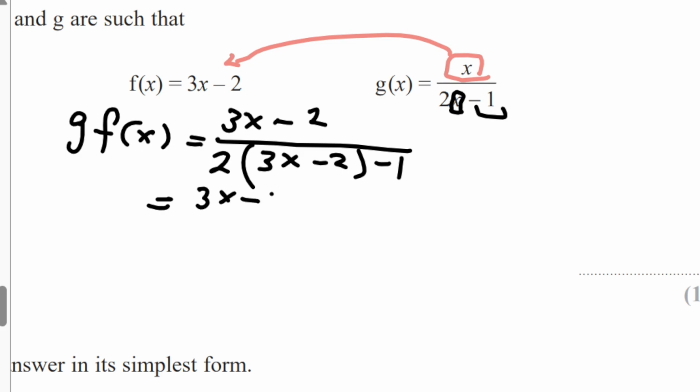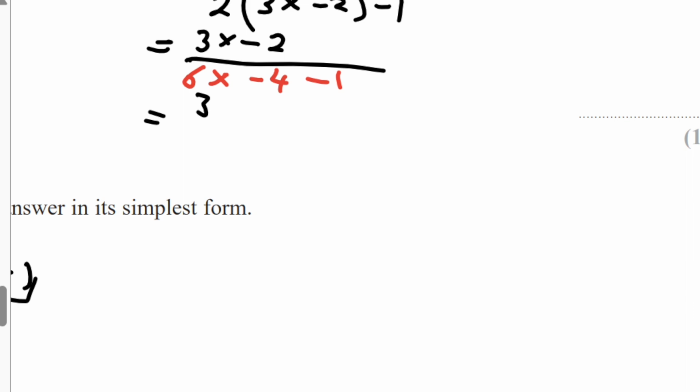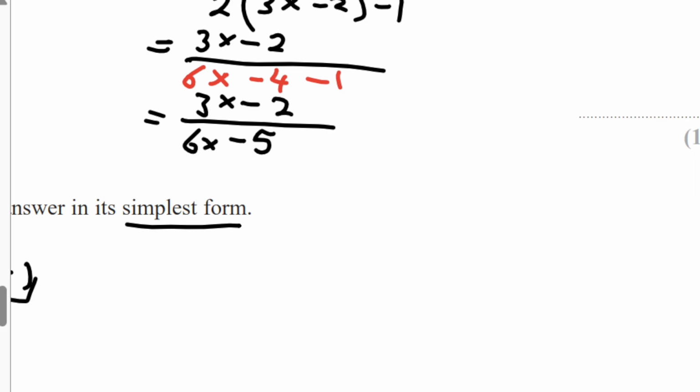3x minus 2 divided by, expand these brackets. So 2 times 3x is 6x. 2 times 2 is 4. And then the 2 is not multiplied by the 1, so I'll just write the 1. So this equals 3x minus 2 divided by 6x minus 4 minus 1 is minus 5. They say write it in the simplest form. Do you think we can do anything here? We can't. So this is the simplest.